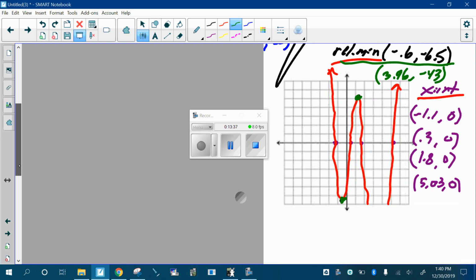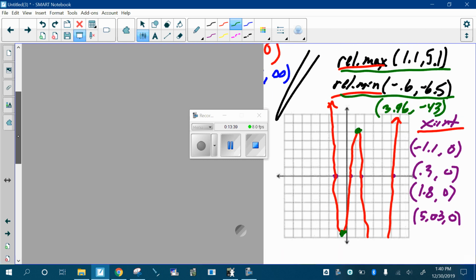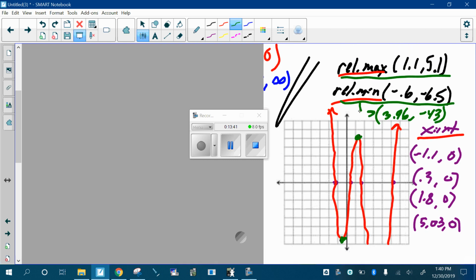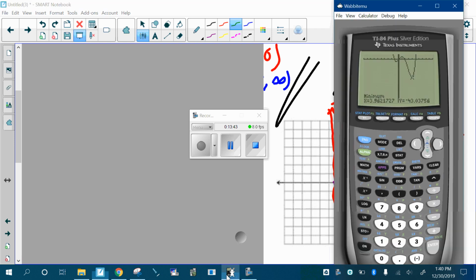So I have another relative minimum at 3.96, -43. It's off my graph, so I don't have to graph it, but it's important to note that it's there. It's another relative minimum. Remember, you can always change the window. Change what the far left is, the far right, the down, and the up. All of these things will help you get a better picture of the graph.